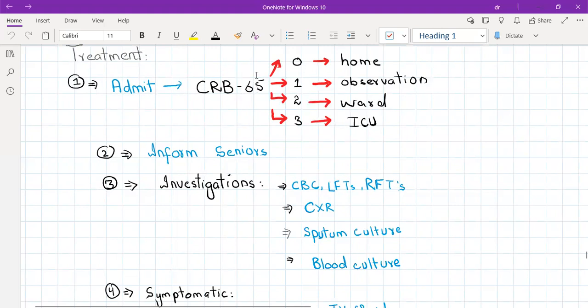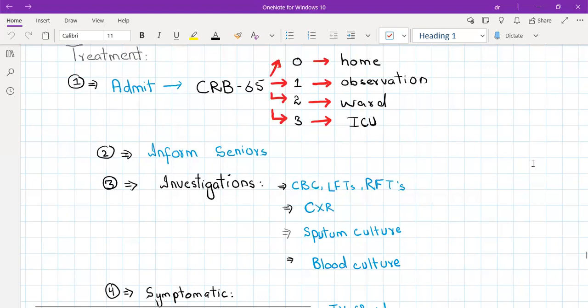So if all these points are 0, then you will discharge this patient home, like you will not admit or observe. If the score is 1, so for example, the respiratory rate is high or the patient is 65, but everything else is normal, then you will keep the patient under observation. If this is 2, so for example, the respiratory rate is high and the patient is 65 or above, you will keep the patient in the ward. Or if the score is 3, that is, the patient has high respiratory rate, low blood pressure, and is 65, then you will admit this patient to ICU. Basically, this score refers to mortality, and when the score increases, the mortality also increases.